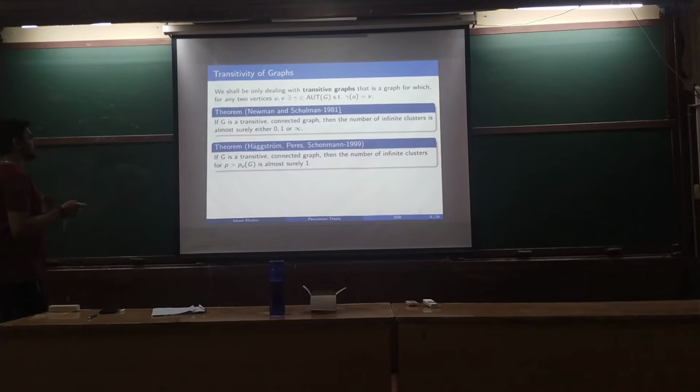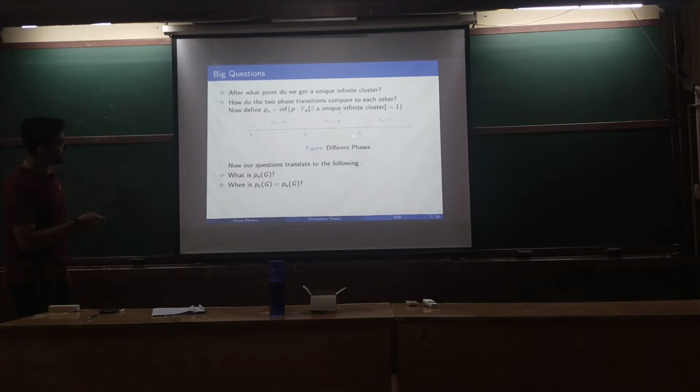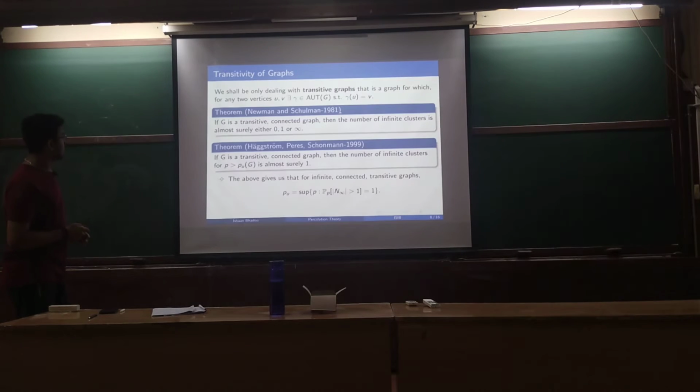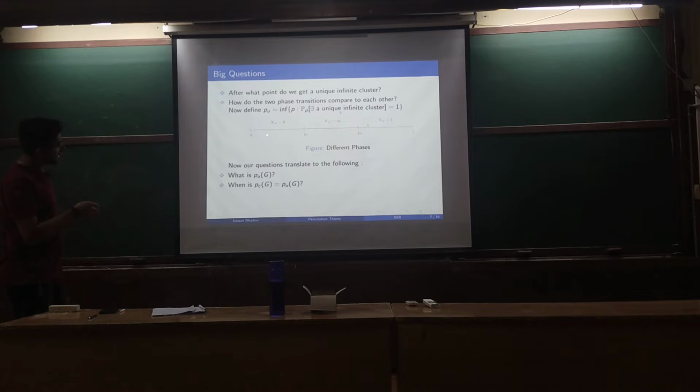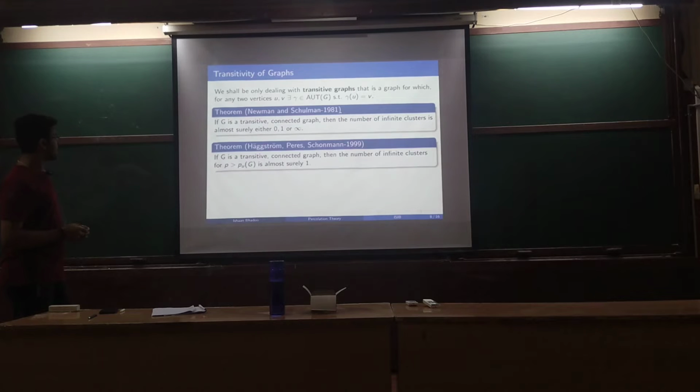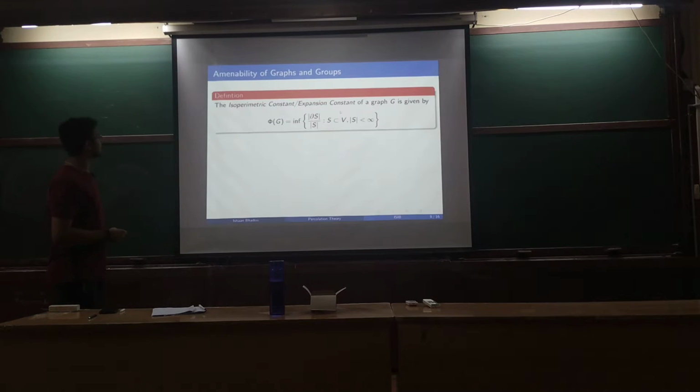This theorem by Haggstrom, Peres and Schonmann in 1999 also tells us that this back and forth shifting between infinity and 1 cannot happen. So if you have a transitive connected graph, then the number of infinite clusters after pu will always be 1. After you hit this threshold, you cannot go back to infinity. This theorem also gives us an alternate definition for pu, which might seem more logical to some people: it's the maximum value of p such that before it, the number of infinite clusters is not equal to 1. Okay, I should write not equal to 1, but okay.